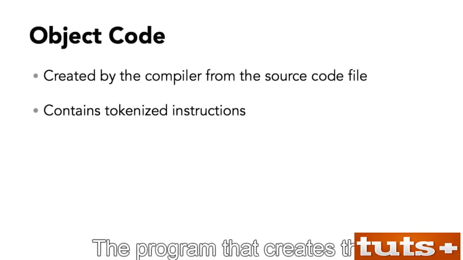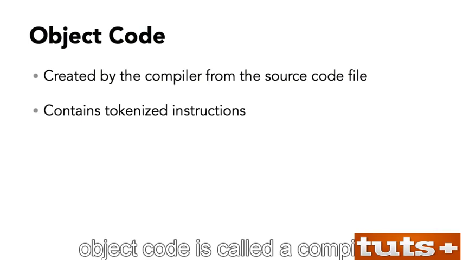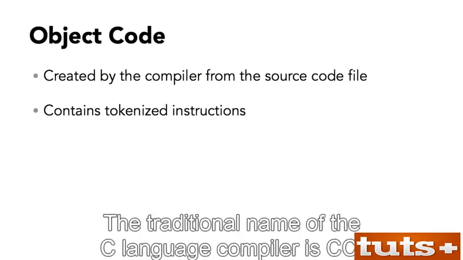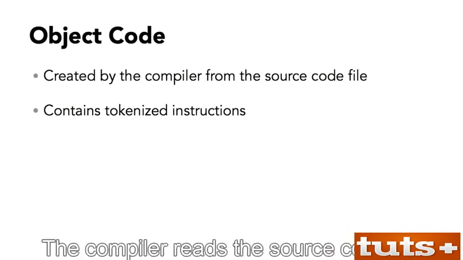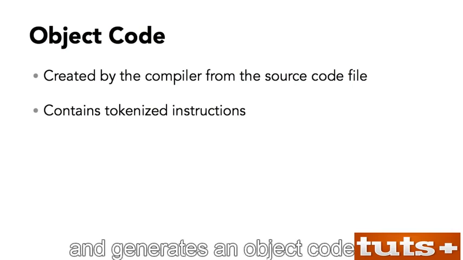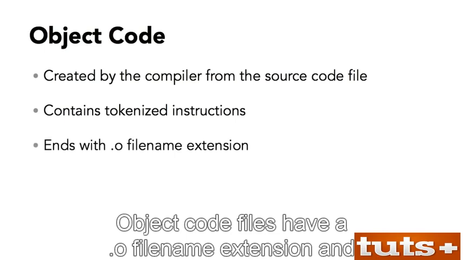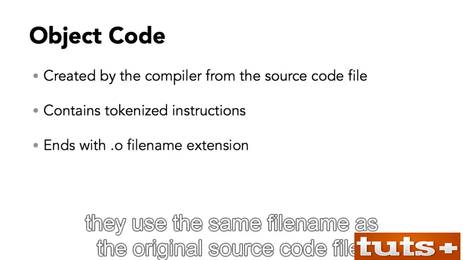The source code is then compiled into object code. The program that creates the object code is called a compiler. The traditional name of the C language compiler is CC, which stands for C compiler. The compiler reads the source code file and generates an object code file. Object code files have a .o file name extension, and they use the same file name as the original source code file.